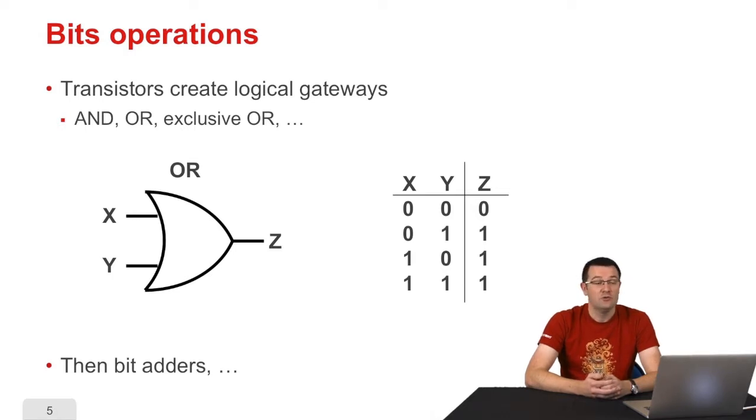Other interventions can be done with this, and AND gates can be made, which are only going to allow the current to pass if both inputs are activated, and other things as well. Even more complex things can be done, such as bit adders that will allow us to add 2 values, 0 or 1, in order to calculate the result.